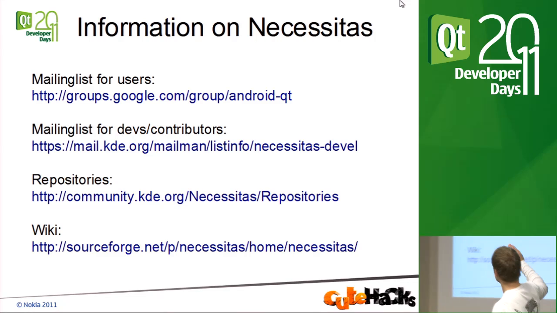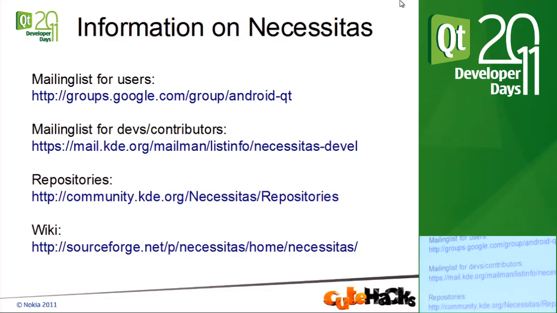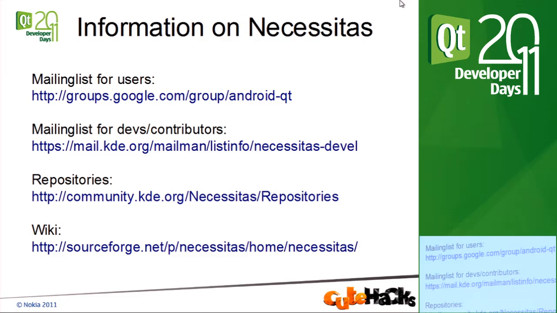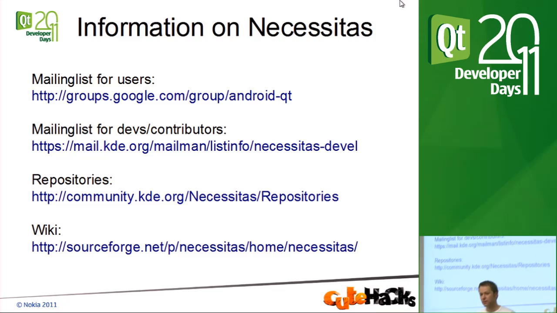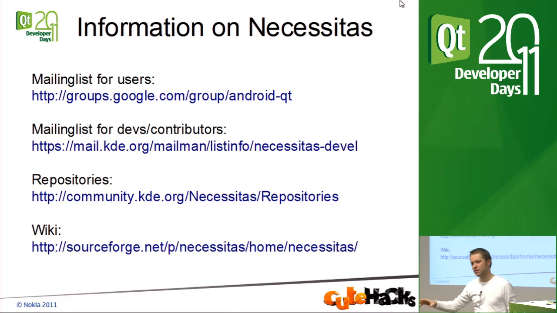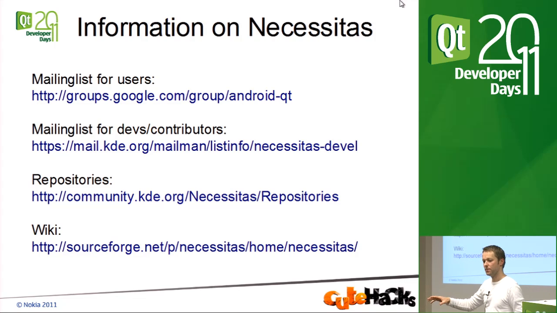It's called Necessitas. It has two mailing lists. One is on Google Groups, Android-Qt. The other one is on KDE, and that's for developers. Necessitas is actually a KDE project, so it's hosted on KDE. The source code is on KDE. And every contributor has signed the KDE contributor agreement, which means that the stuff they do can be upstreamed to Qt.